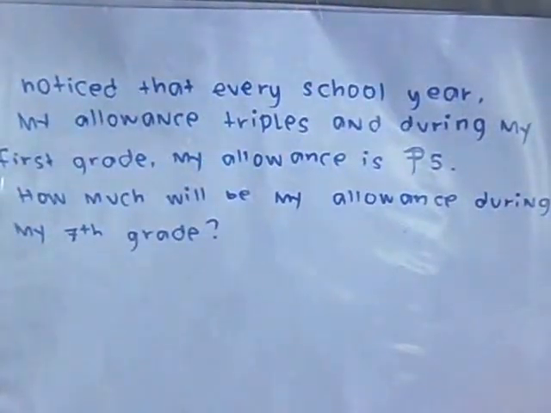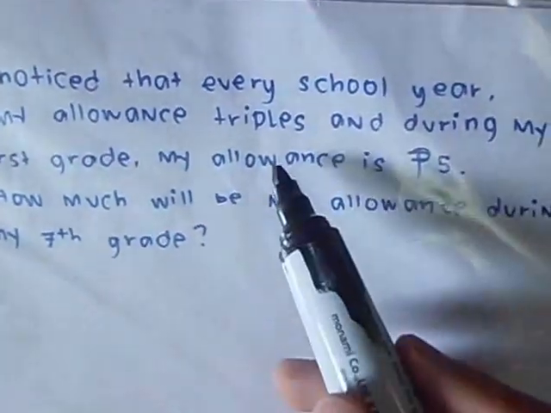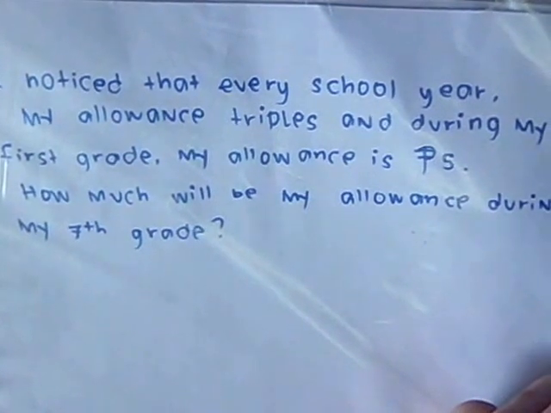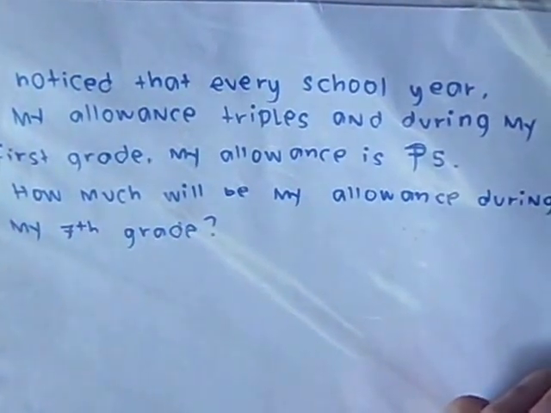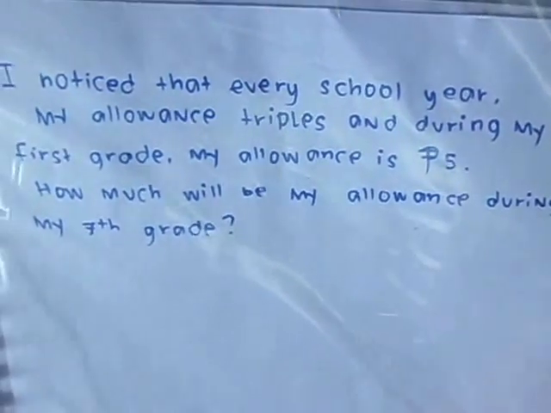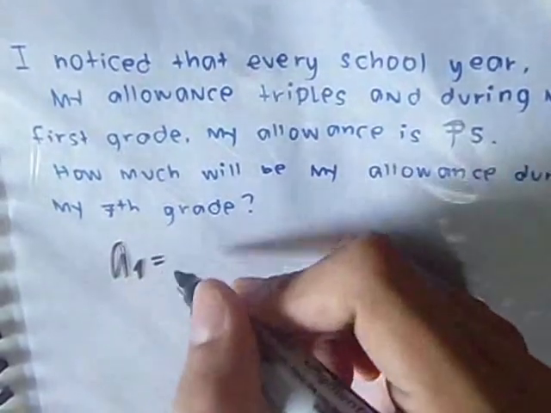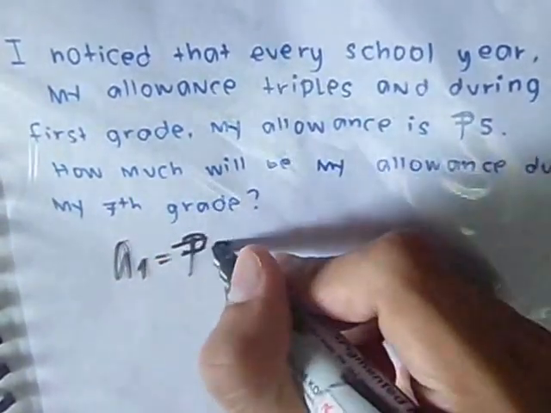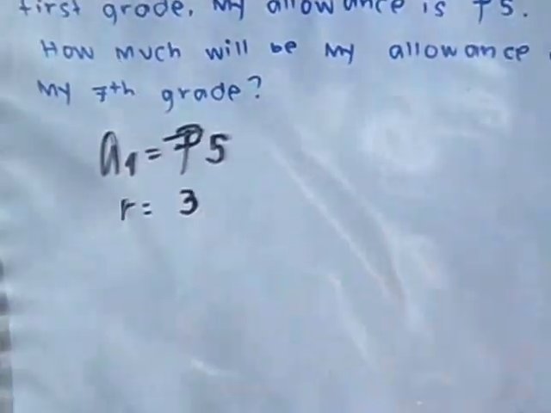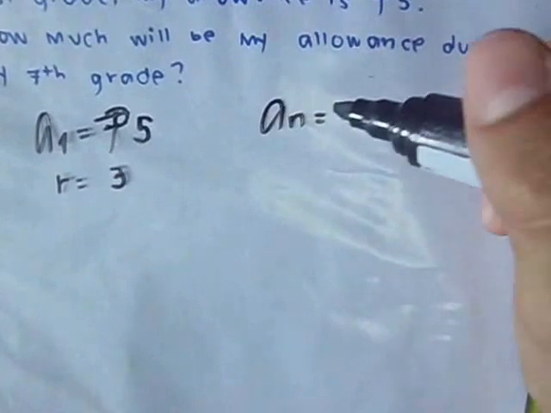Now let's go to the second problem. I noticed that every school year my allowance triples, and during my first grade my allowance is 5 pesos. How much will be my allowance during my 7th grade? So first, let's take note of the given. We have a sub 1 is equal to 5 pesos or 5, and we have our common ratio is 3 because his allowance triples.